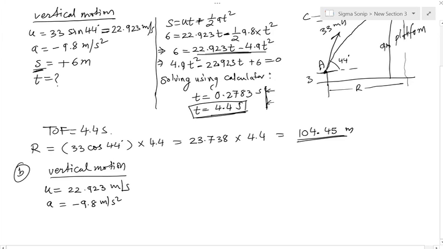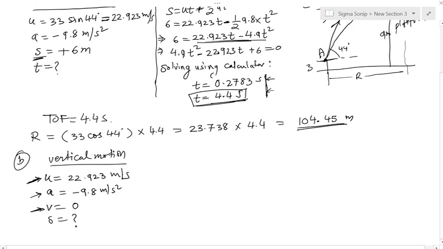So from A to C, u is the initial velocity at A, which is 22.923. That is at point A. Acceleration is minus 9.8, and at the end of that motion, which is at point C, we have vertical velocity equal to 0, and we need to find the s. At the highest point, vertically the object becomes stationary for a moment before turning back.